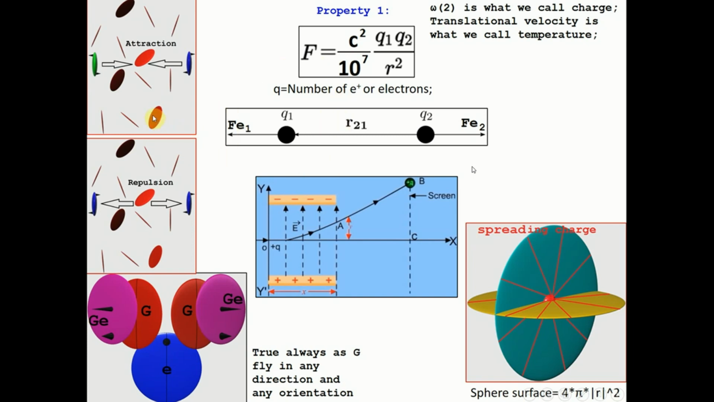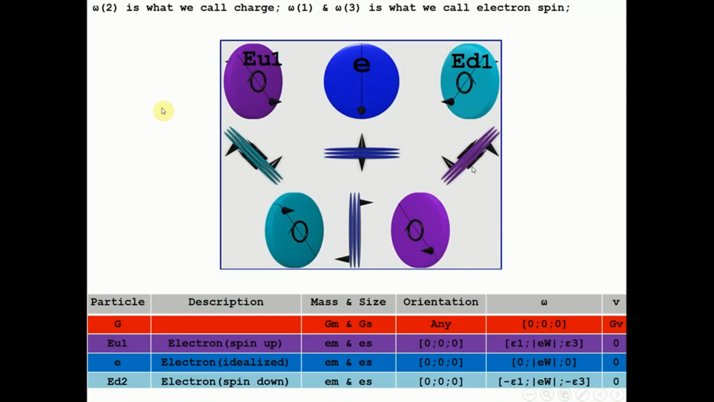If we continue to zoom in, we will see that the E particle, the blue one, has angular velocity not only on the y-axis, which is the most predominant, but also along the x-axis and the z-axis. This angular velocity on the x and the z-axis is very, very small, and it is what we call spin. If the angular velocity along the x and z axis is positive, we will call this electron spin up. And if it is negative, we will call it electron spin down. And we color them purple and light blue.